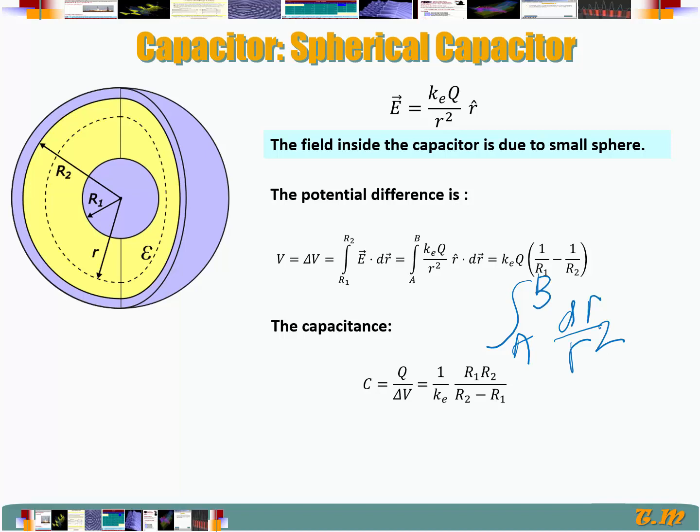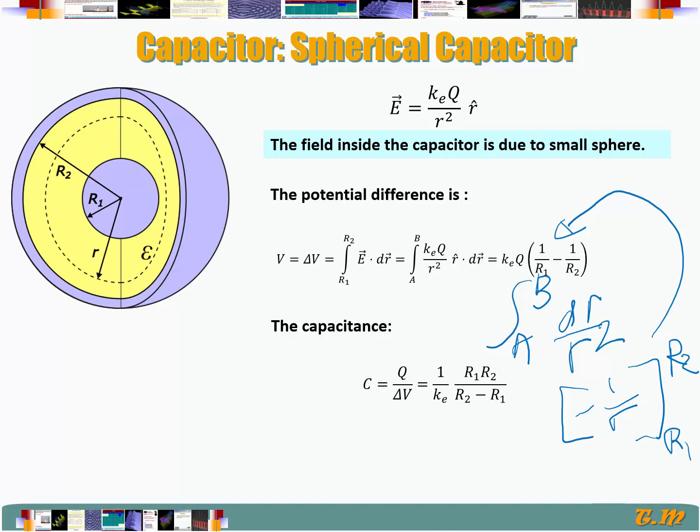Remember, the antiderivative of 1 over R squared, or dr over R squared, is minus 1 over R. So here, this one is going to be minus 1 over R from R1 to R2. So the integration gives me 1 over R1 minus 1 over R2. That's the potential difference. So our expression is K, Q, 1 over R1 minus 1 over R2.